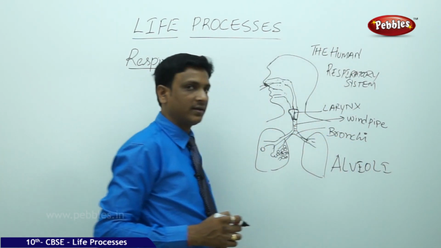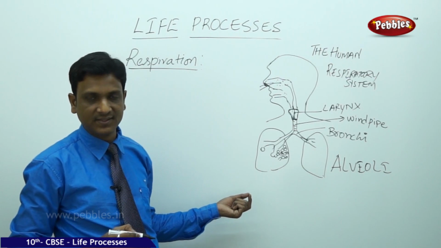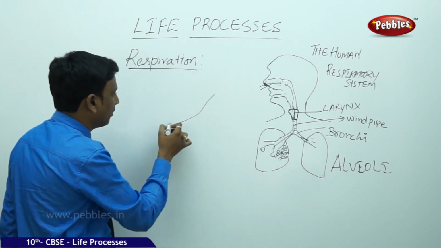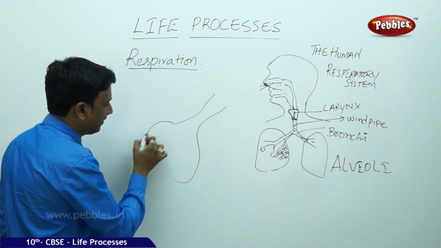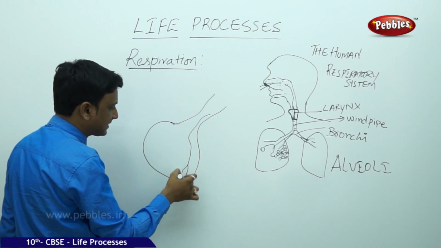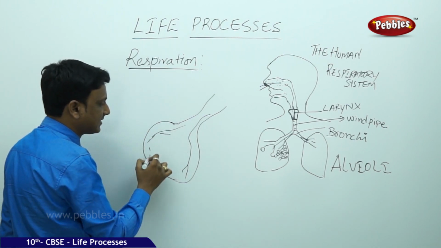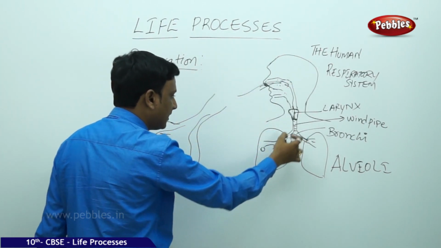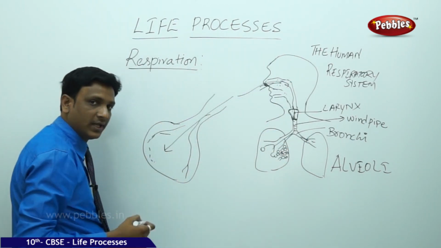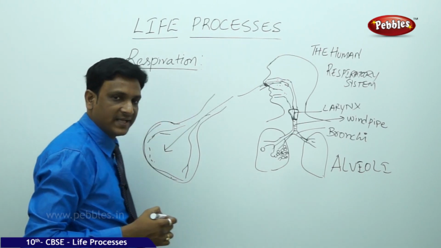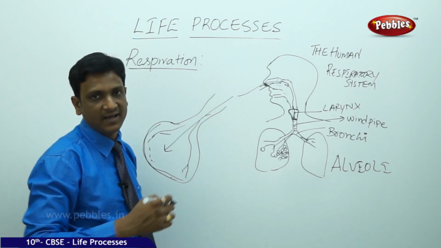So alveoli are the units of lungs. The structural and functional unit of lung is alveoli. Every alveoli is richly supplied with blood vessels. Blood vessels are there in this alveoli. When we inhale the air which contains oxygen, when the air enters into this alveoli, here in the alveoli, the diffusion of gases takes place between the blood and alveoli.